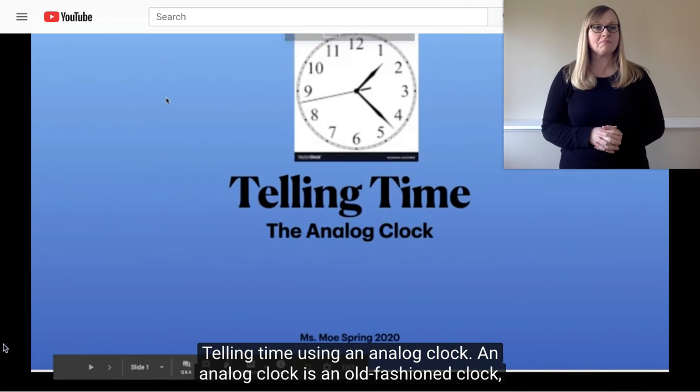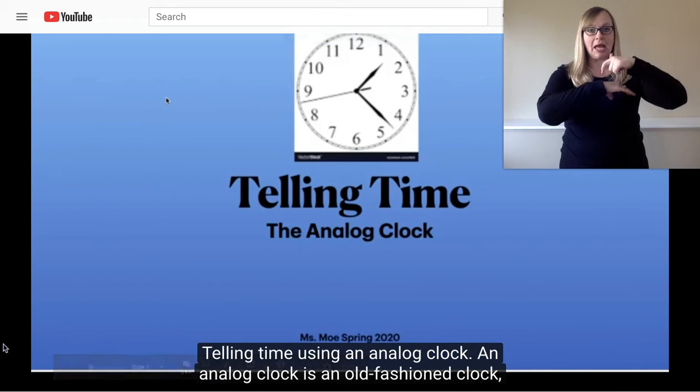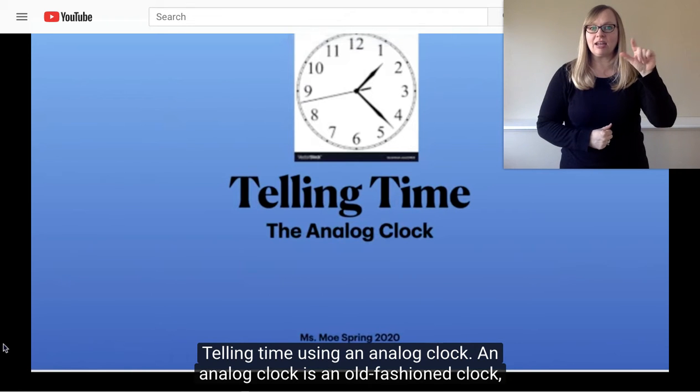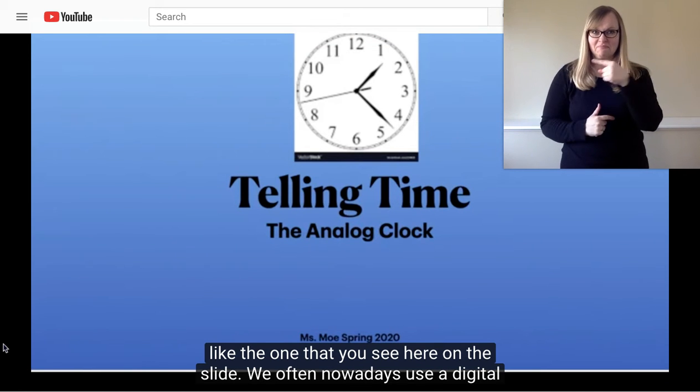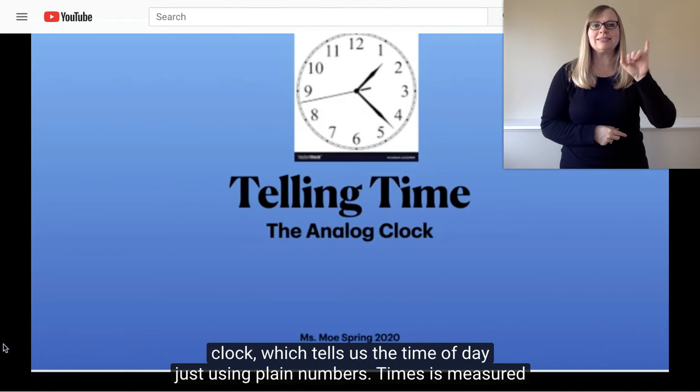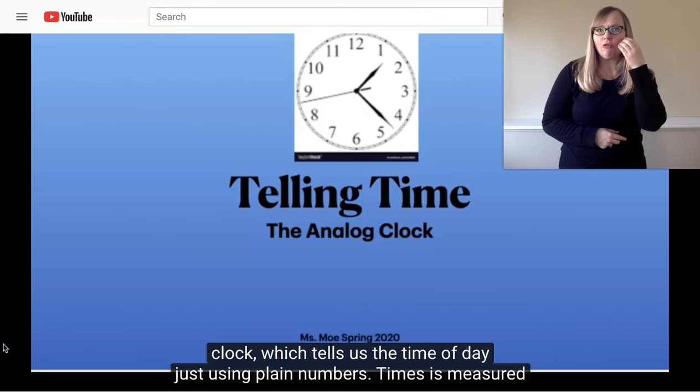Telling time using an analog clock. An analog clock is an old-fashioned clock, like the one that you see here on the slide. We often nowadays use a digital clock, which tells us the time of day just using plain numbers.